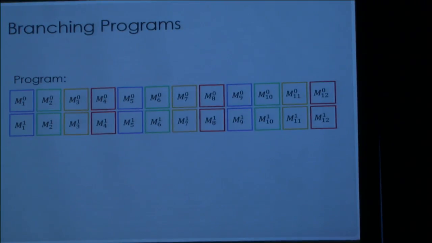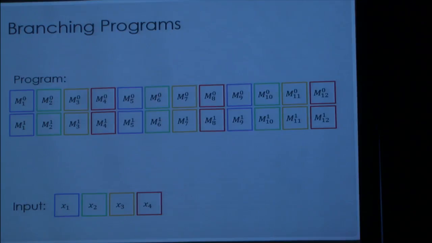So a branching program consists of a bunch of permutations. And we're going to represent these permutations as just square 0, 1 matrices. So here we have a branching program that has 12 levels. And in every level, we have two matrices, M0 and M1.